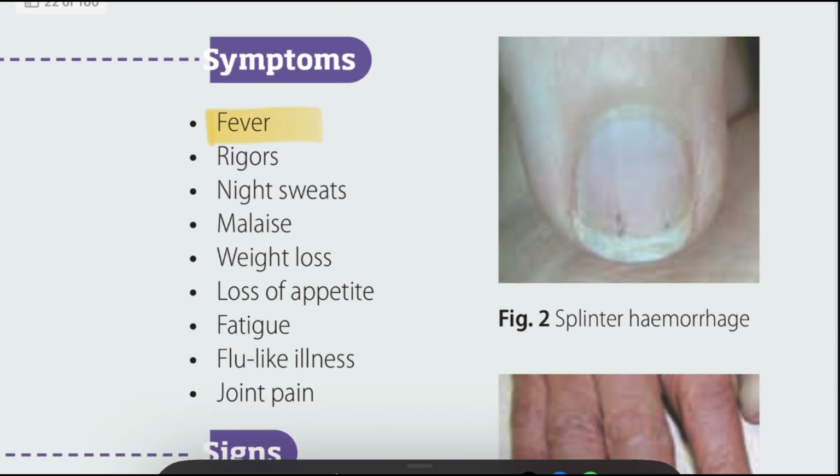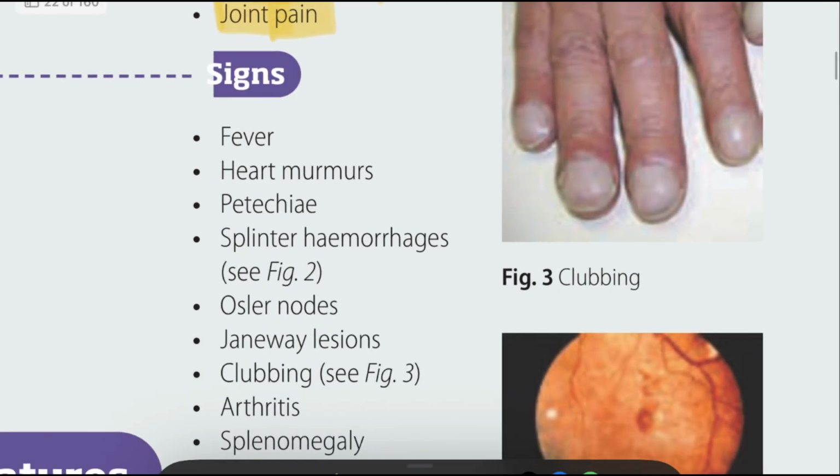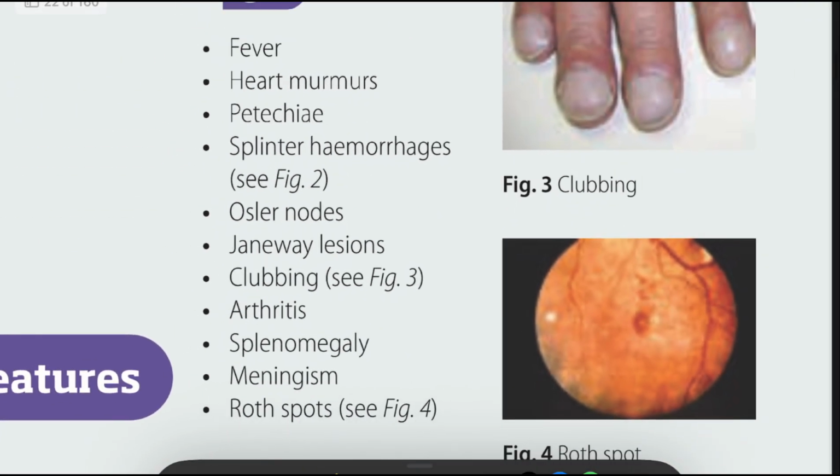Next, in clinical features, we already mentioned fever, rigors, night sweats, malaise, weight loss, loss of appetite, fatigue, flu-like illness, and joint pains in infective endocarditis. Next, in signs, while doing physical examination, you can see signs like fever and heart murmurs you can listen to. There is a new murmur due to valve destruction. You can mostly get regurgitation, it may be mitral regurgitation or aortic regurgitation. Then it will lead to heart failure because of valve dysfunction.